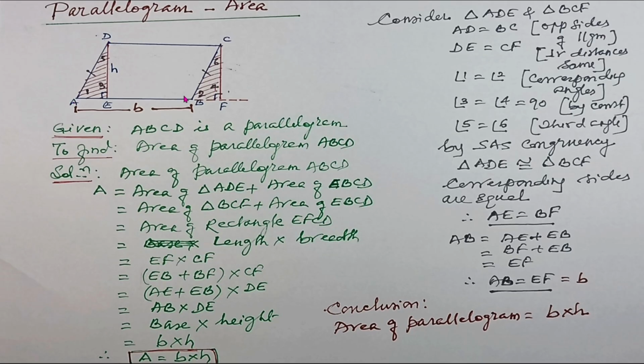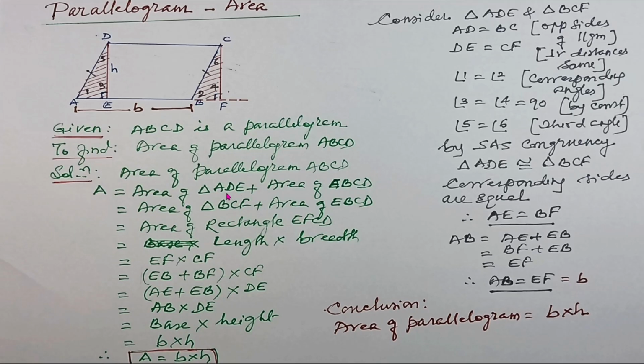Now let us see how it is. In triangle ADE and BCF, AD is equal to BC, opposite sides of parallelogram. DE and CF are equal, they are perpendicular distances between two parallel sides. Angle 1 is equal to angle 2, corresponding angles. Angle 3 is equal to angle 4 is equal to 90 degrees by construction, and angles 5 and 6 are the third angles. Therefore, in triangle ADE and BCF, AD is equal to BC, DE is equal to CF, angle 5 is equal to angle 6. Therefore, by side angle side congruency criteria, triangle ADE and BCF are congruent.